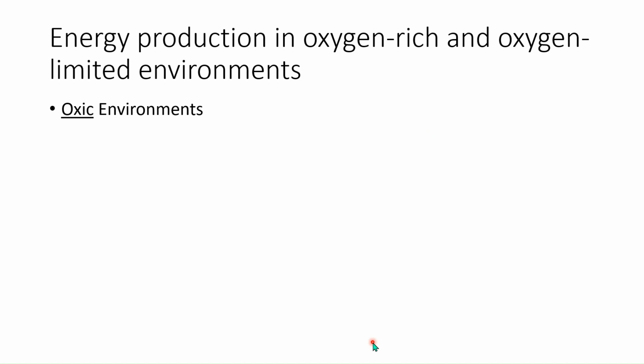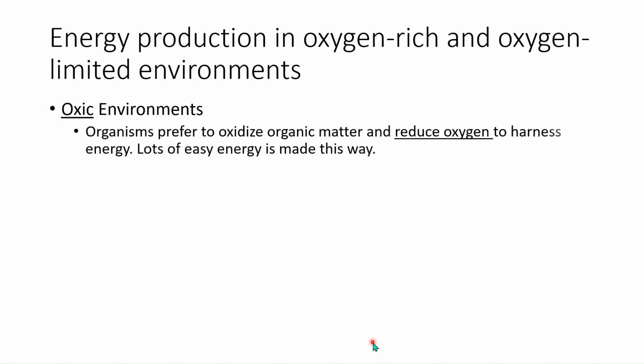Now, we can have oxygen available at the surface of Earth, and this is the greatest way to do it because it releases the most amount of energy. The more we can oxidize something, the more energy we're going to get out of it. So organisms prefer to oxidize organic matter with oxygen and reduce that oxygen, or give the electrons to oxygen, which lowers its charge.